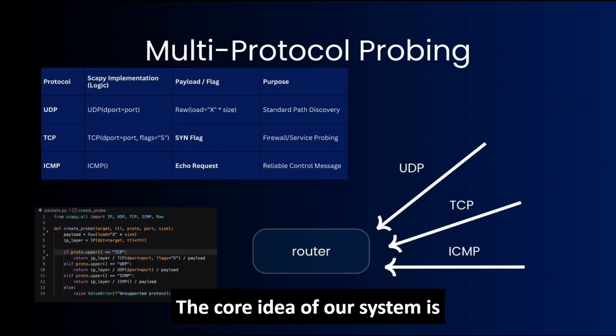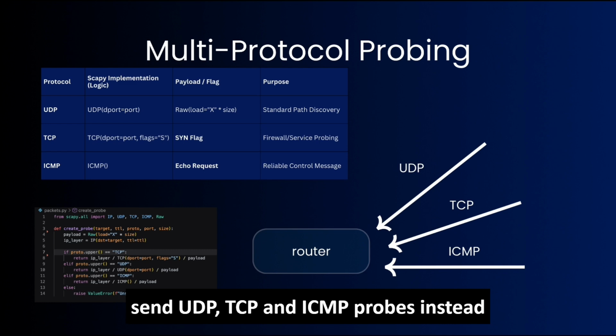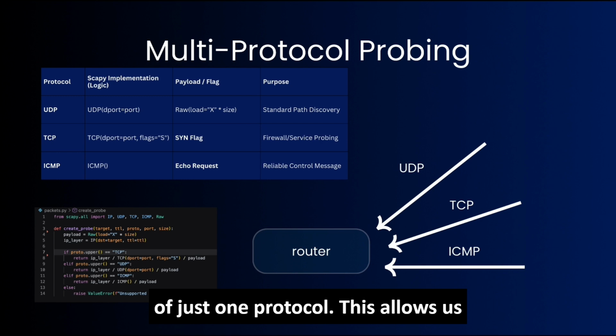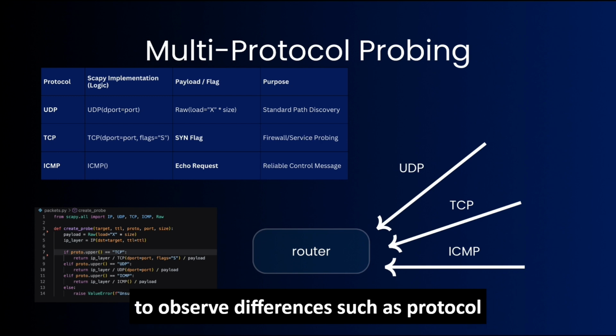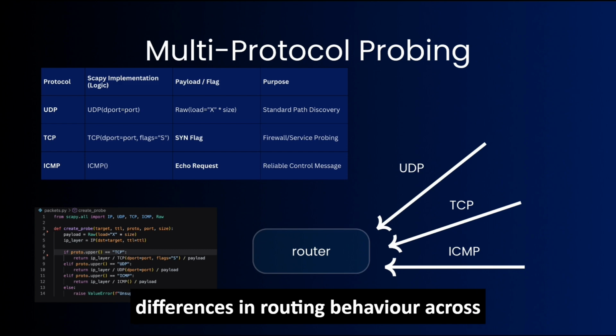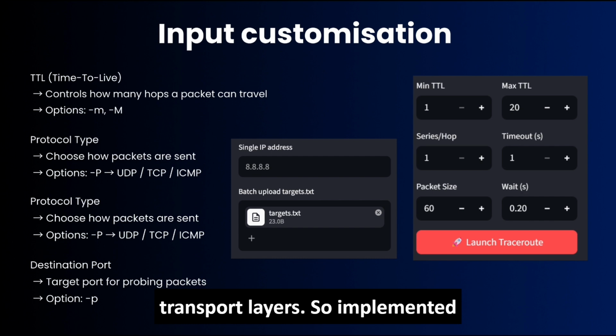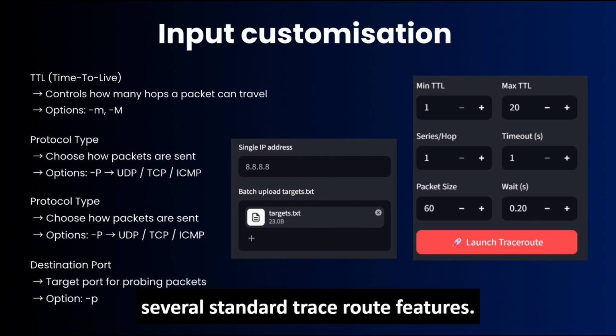The core idea of our system is multi-protocol probing. At each hop, we send UDP, TCP, and ICMP probes instead of just one protocol. This allows us to observe differences such as protocol filtering, variations in latency, and differences in routing behavior across transport layers. We also implemented several standard traceroute features.